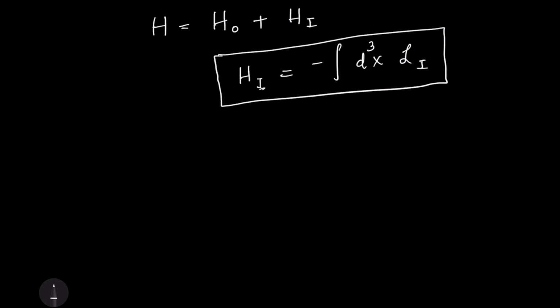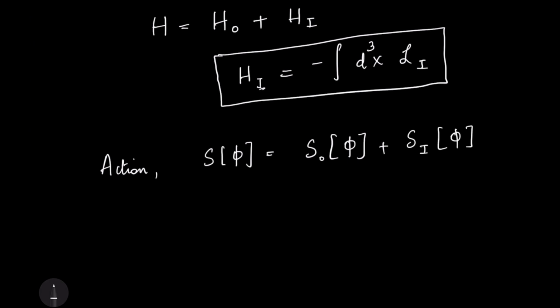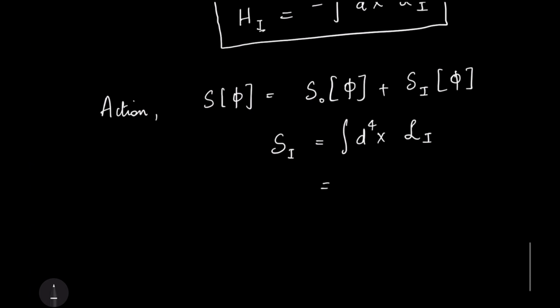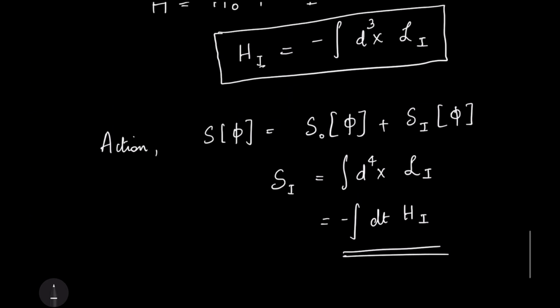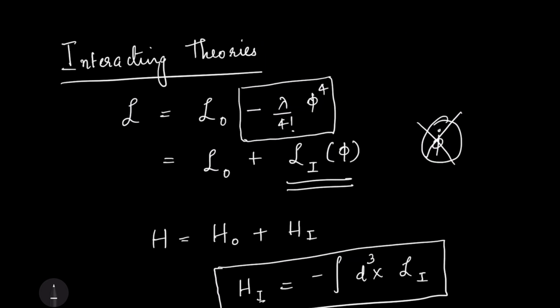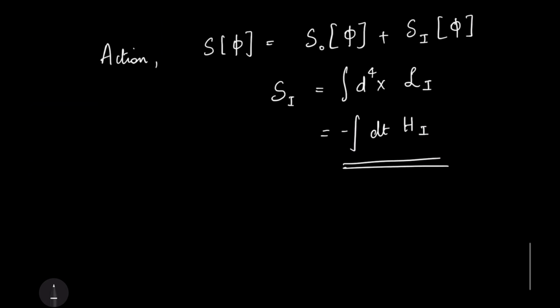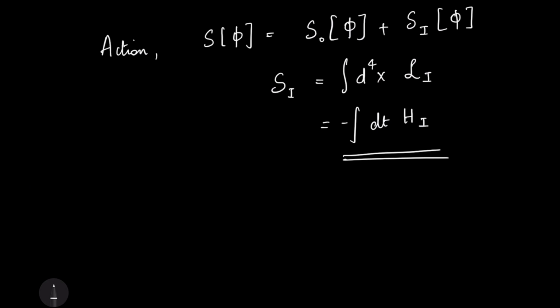And similarly, once you get the Hamiltonian, the action will be the free theory action plus the action coming from the interactions, and the interaction action is equal to the integral d^4x of the Lagrangian density of interaction, or in other words I can also write it as minus integral dt H_i. The reason for this is simple: the interacting part does not contain any time derivatives in the field. It is only dependent on the field phi. Therefore, I can simply write the interacting action as minus integral dt H_i.